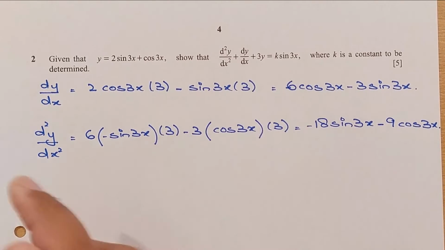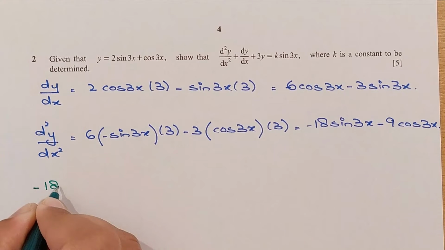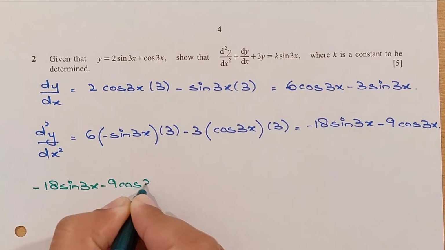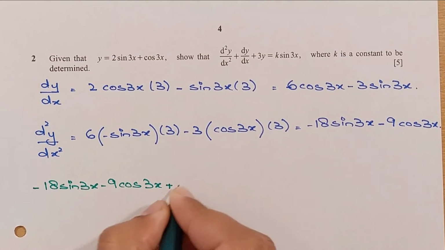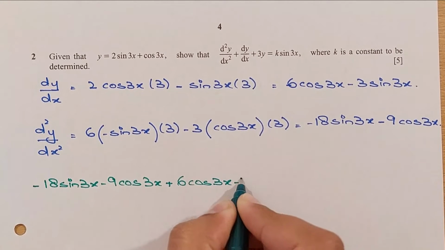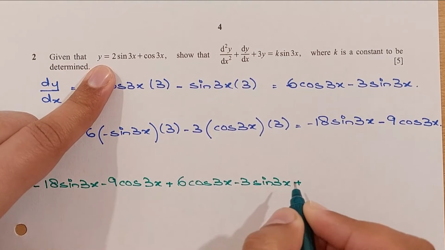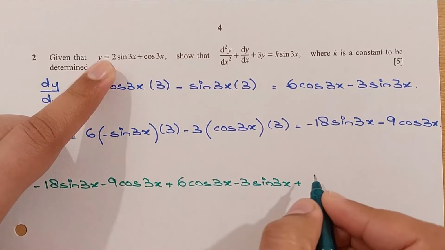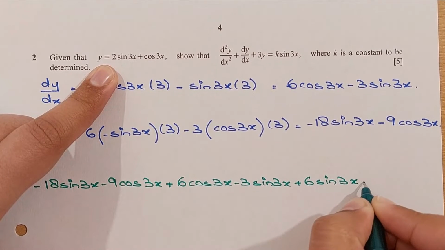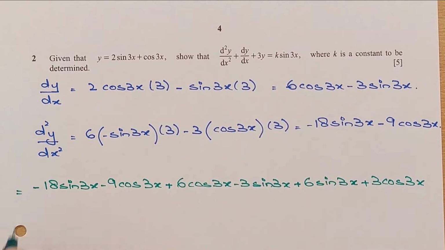Right, now let me substitute this into the equation. The second derivative is negative 18 sine 3x negative 9 cos 3x, plus the first derivative, 6 cos 3x minus 3 sine 3x, plus 3 times y. So 3 times 2 is 6 sine 3x plus 3 cos 3x. Right, now let me simplify this.